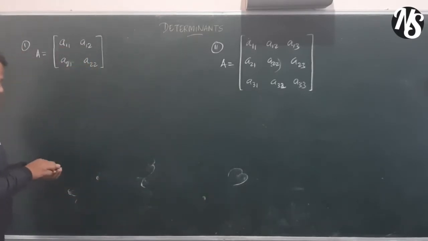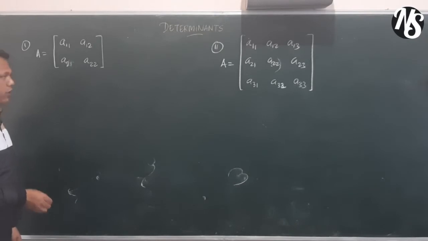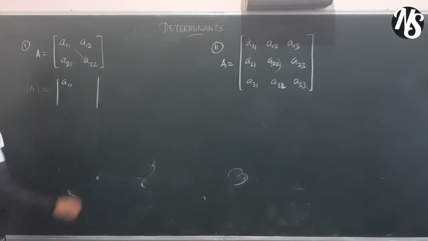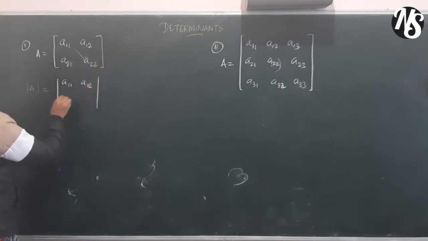Now let's see how we find the determinant of 2 cross 2. The rule is very simple. What you need to do is follow this direction and multiply them. So the determinant of A can be written as this one. This line represents the determinant. It's similar to the modulus sign. So we have A11, A12, A21, A22.